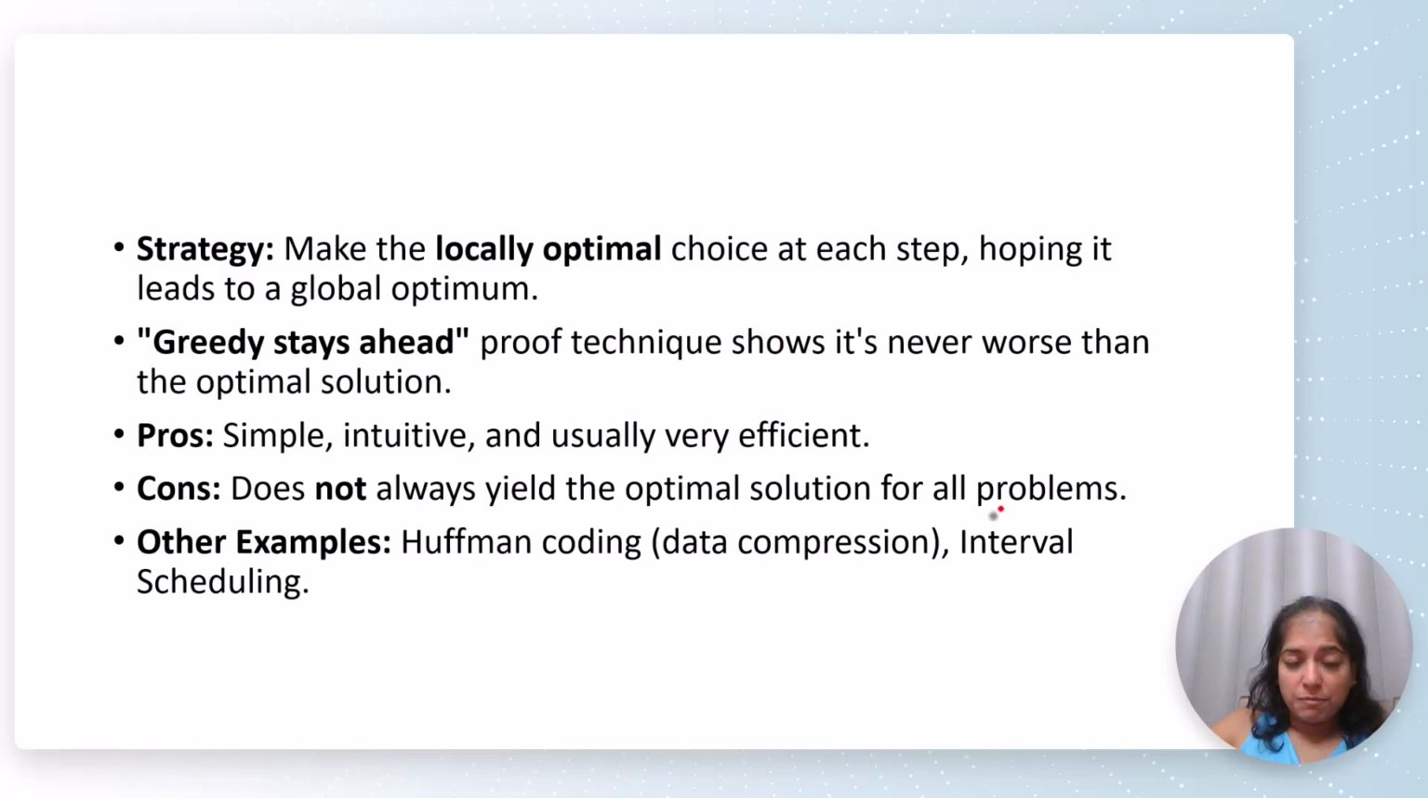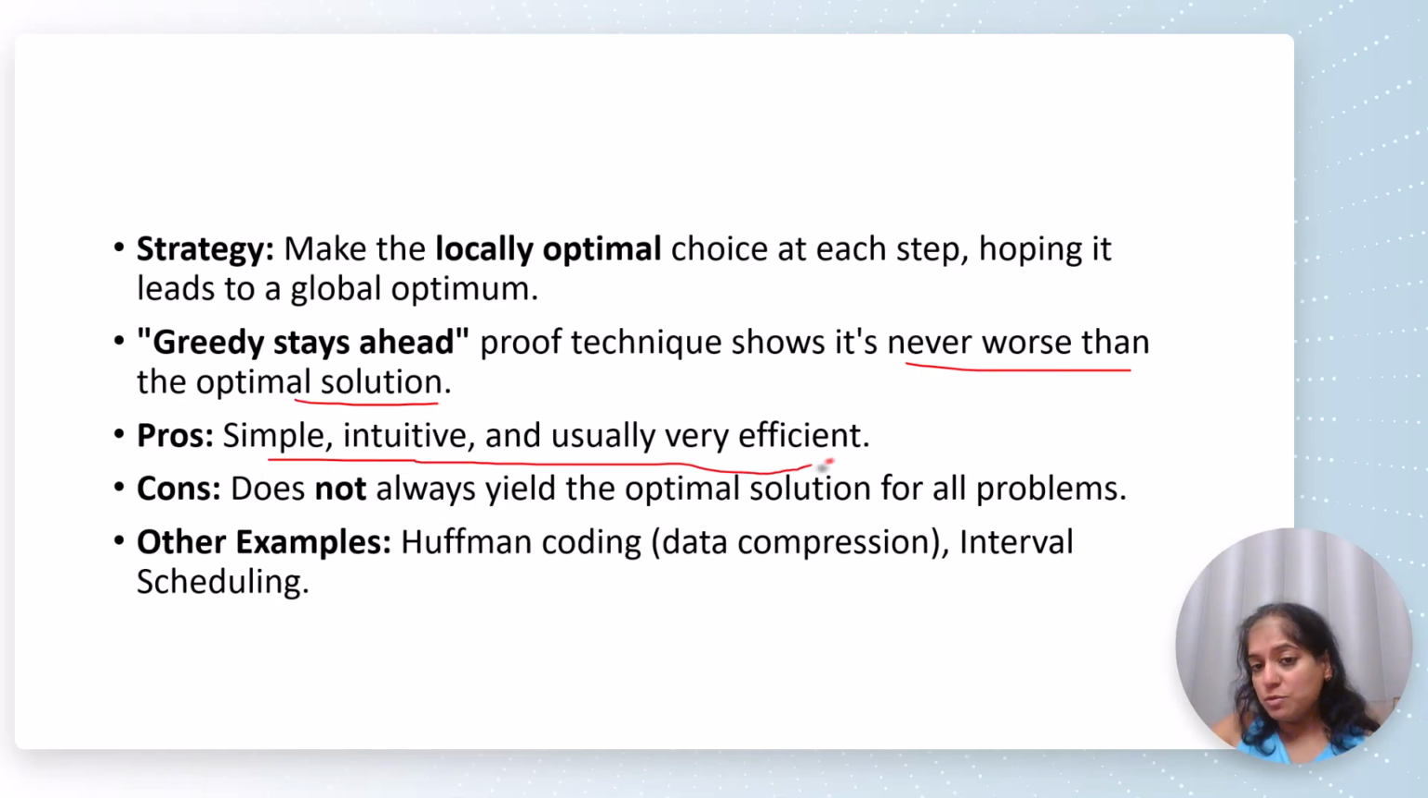The process we follow is to make the locally optimal choice at each step, hoping it leads to the global optimum. The pros are that it is simple, intuitive, and usually very efficient, but it does not always yield the optimal solution for all problems. Examples of greedy algorithms are Huffman coding, which we use in data compression, or interval scheduling. There are lots of other problems which use the greedy algorithm.